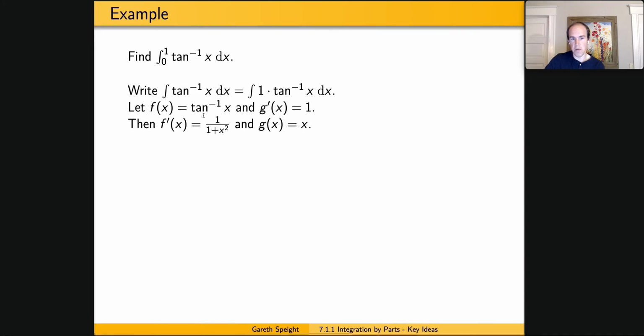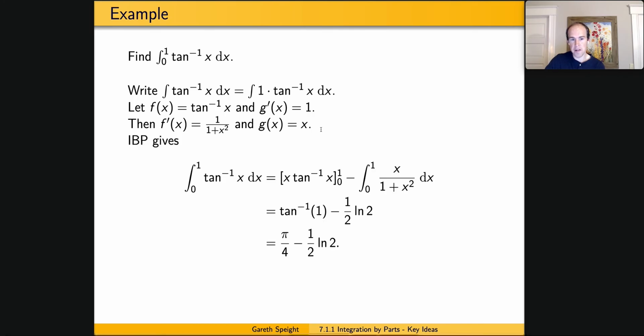We fill in the boxes. Okay, we differentiate arctan, we're going to get 1 over 1 plus x squared. We integrate the 1, we're going to get x. Let's plug that into our formula and just focus on the top line first. So remember on the first term, it's the same as always, the same as before, right?